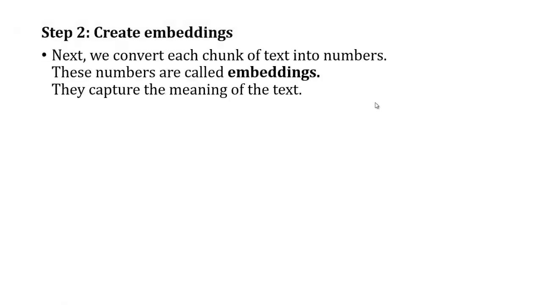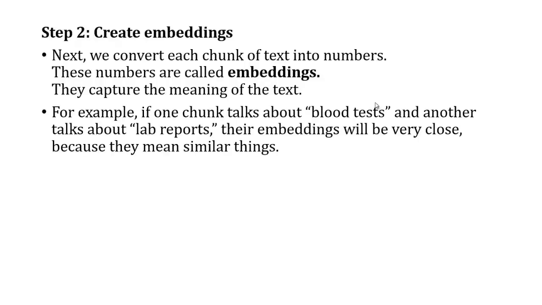So now let's move to our step number 2, create embeddings. Next, we convert each chunk of text into numbers. These numbers are called embeddings. They capture the meaning of the text. For example, if one chunk talks about blood tests and another talks about lab reports, their embeddings will be very close because they mean similar things, right? So now in the second step, we will create embeddings.